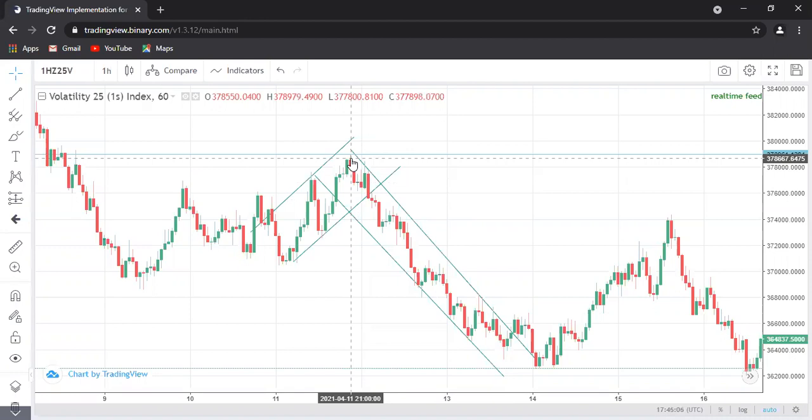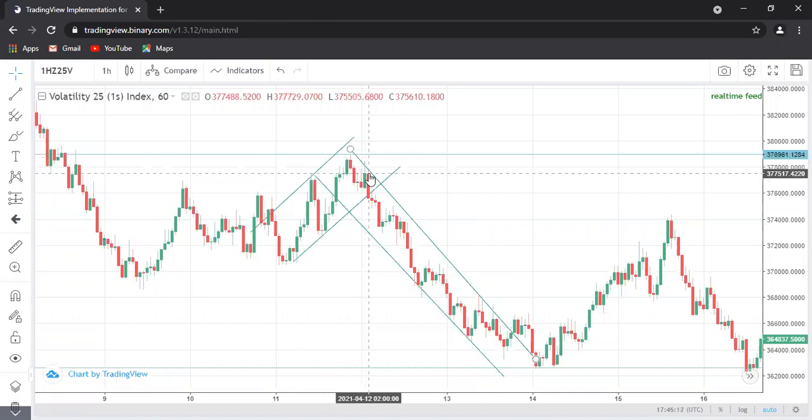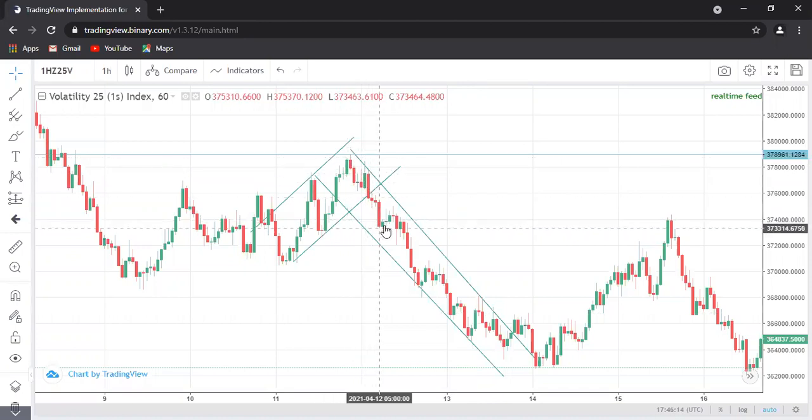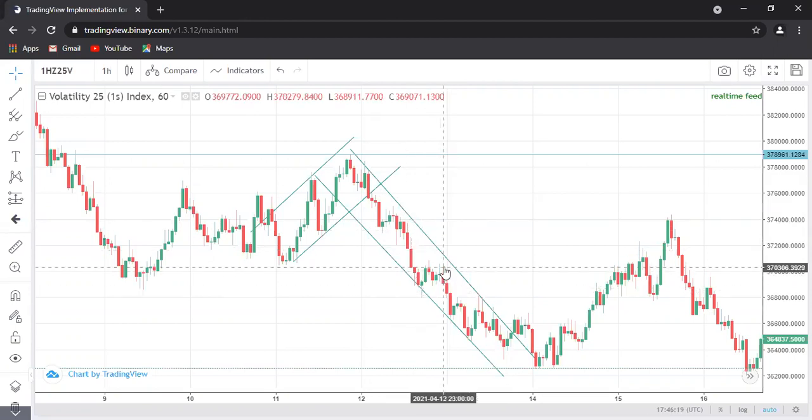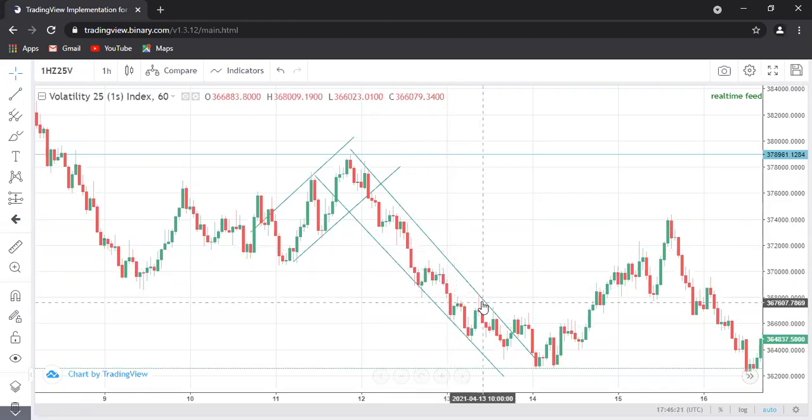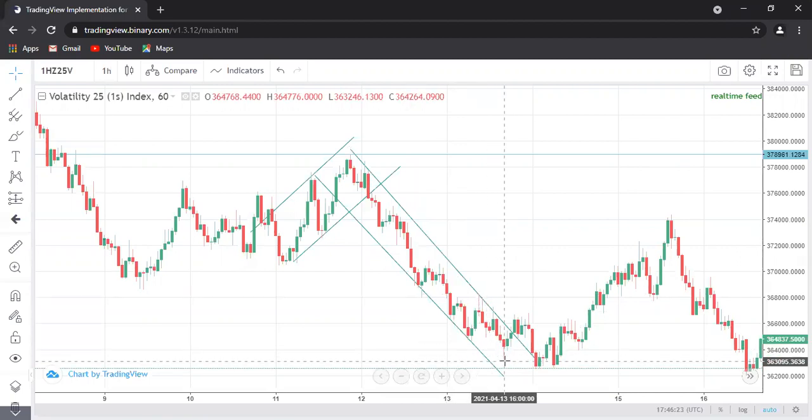Started from here, there's no more higher high again, because the trend has changed to what? The trend has changed to a downward trend. So you have higher low, lower low, higher low, lower low, higher low, lower low, higher low, lower low. You get what I just explained now?